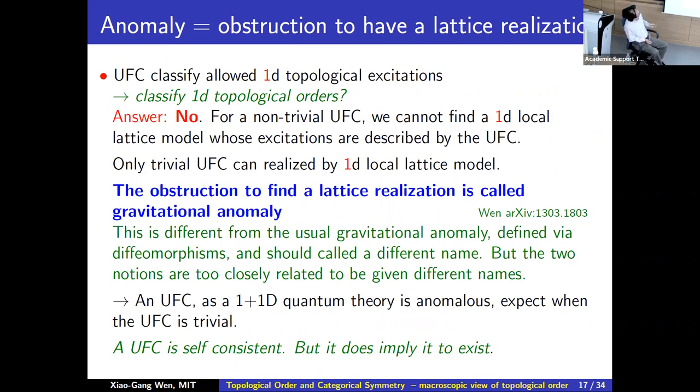The problem is that if this fusion category is non-trivial, it's not realizable. Only trivial fusion categories are realizable. So it's again like we try very hard and get nothing. Somehow mathematics allows this kind of structure for a one-dimensional particle, but the structure that mathematics allows cannot be realized by physics. It's a little bit surprising, because we thought if something is allowed, it should be realizable.